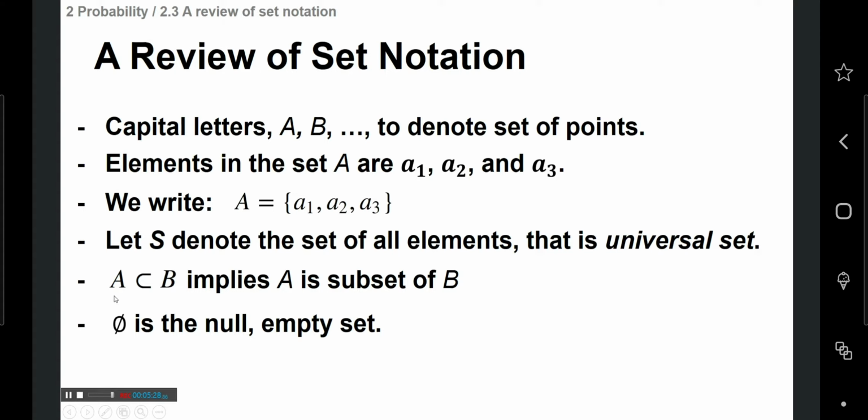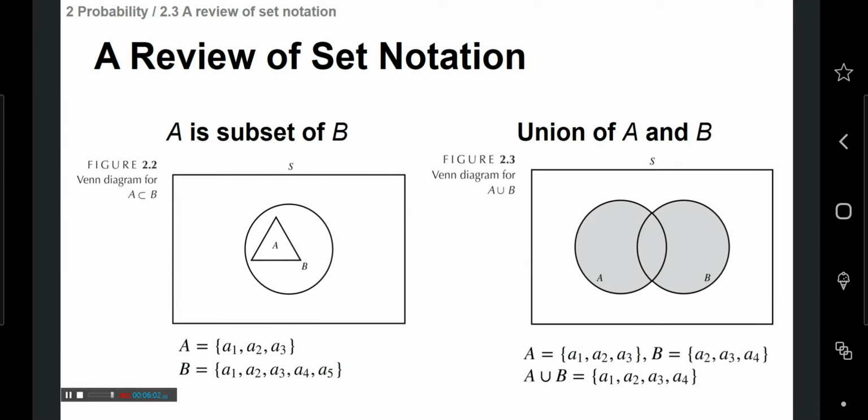Okay, and A inside of B, this symbol implies that A is a subset of B. And also this sign is the null set, which means there's nothing in this set. So this one stands for the null set. Okay, let's learn these set concepts by using a Venn diagram. So A is a subset of B.